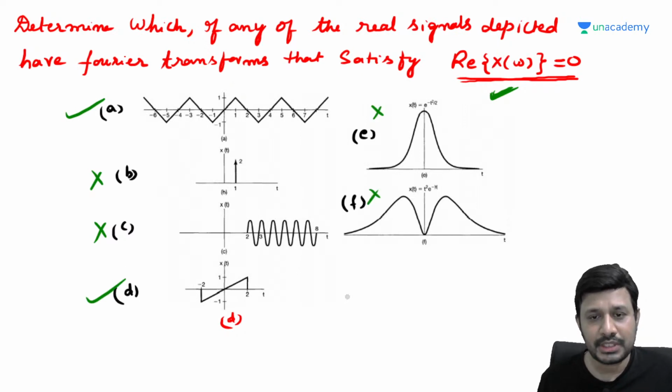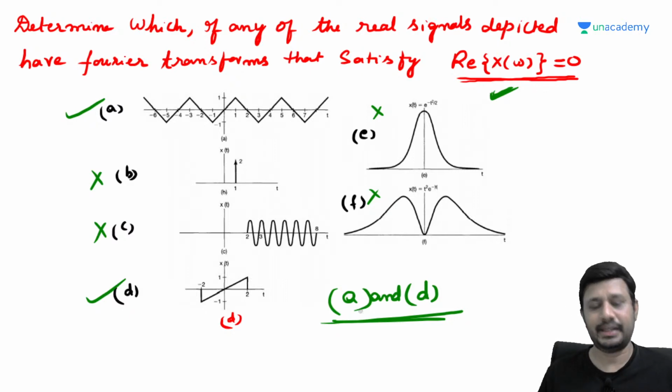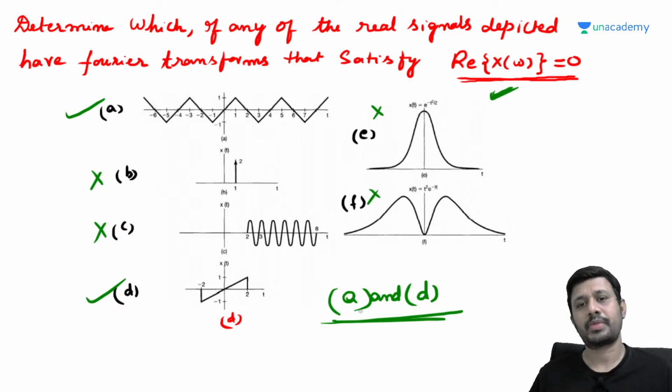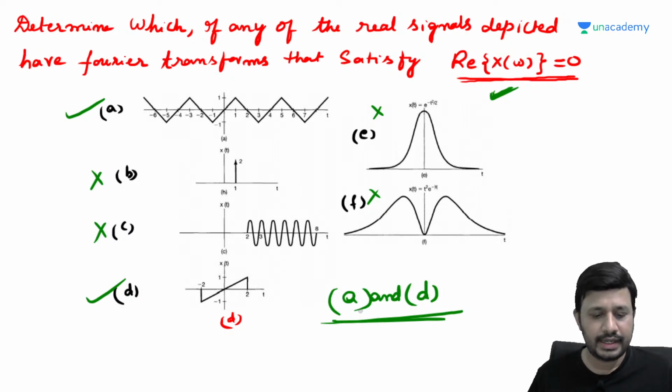So the correct answer is A and D. What Jaitirtha and Aravind Reddy said is the correct answer, A and D.